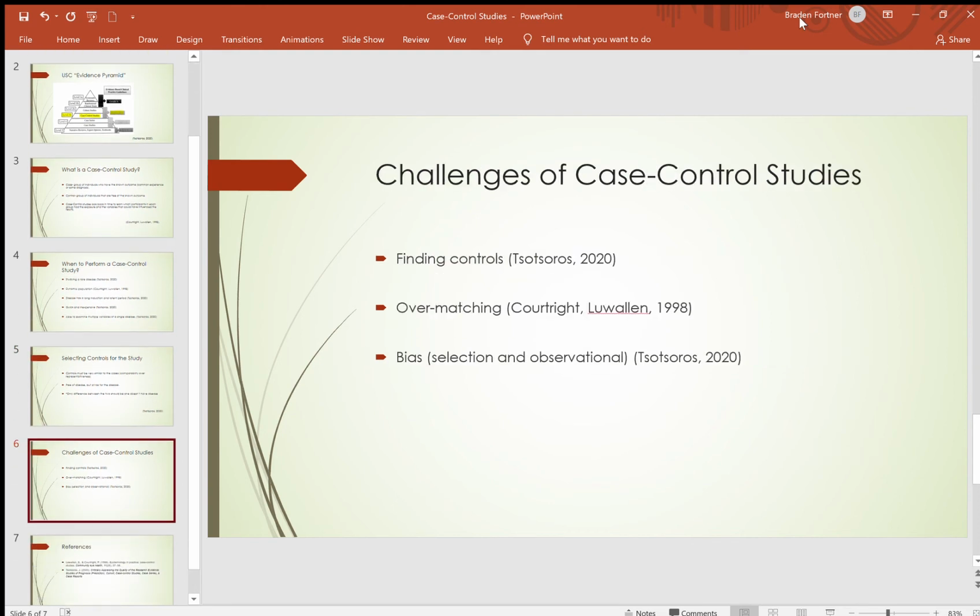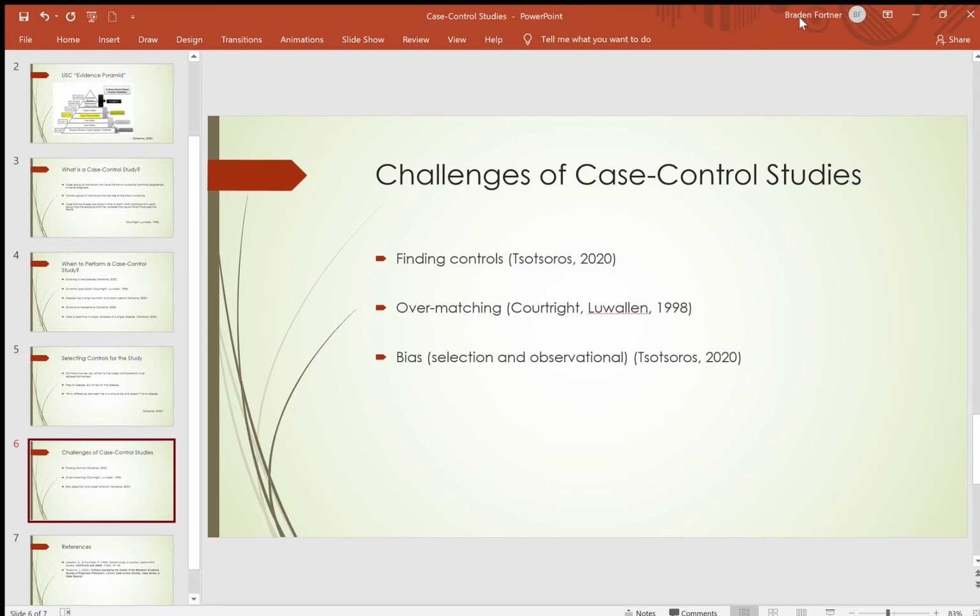Alright, so now we're going to talk about a few challenges of case control studies. First we have just finding the control group and participants to be in this group. Sometimes it can be hard finding people for the control group that are similar enough to the people in the case group, or finding enough of them to fill the study.